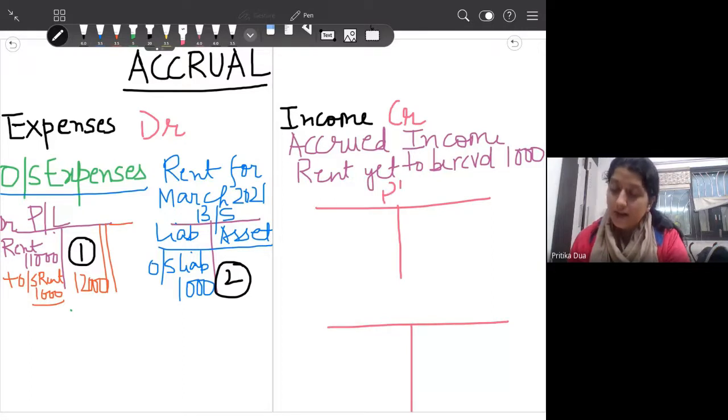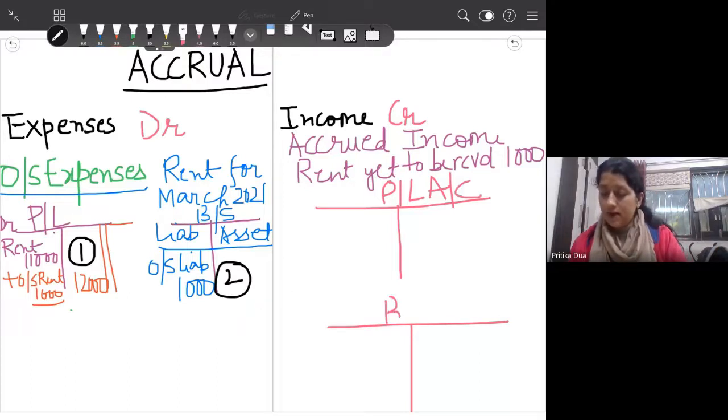P&L अकाउंट इनडायरेक्ट इनकम है, रेंट जो फर्म ने रिसीव करना है, से एक्स्ट्रा बिल्डिंग थी, फैक्ट्री में एक्स्ट्रा स्पेस थी जो हमने रेंट पे दी हुई थी, उसका 11 मंथ्स का रेंट आ गया. लास्ट मंथ मार्च का रेंट अभी हमने रिसीव नहीं करा. So let's see how we record this entry.